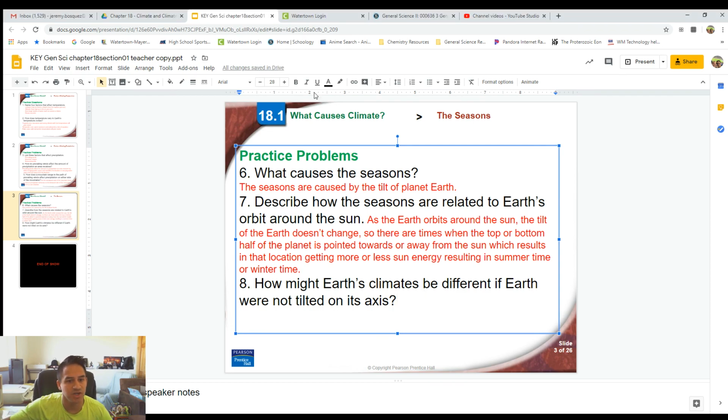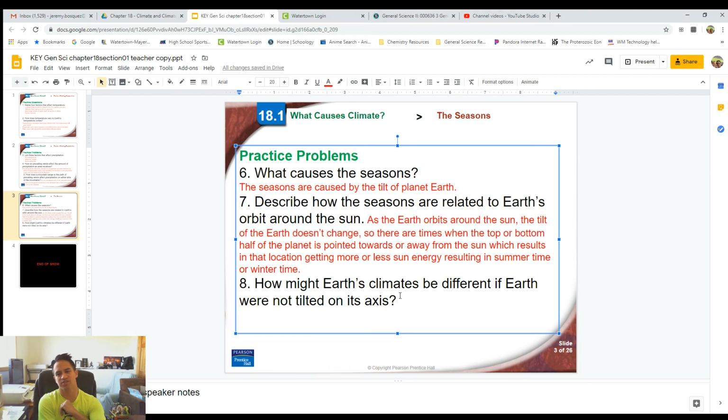All right, last question here. Number 8. It says, how might Earth's climates be different if Earth were not tilted on its axis? Okay, so this is an interesting question. So basically the saying is, if the Earth wasn't tilted, right? So it's tilted like this, but let's say the Earth was straight up and down. How would the climates on Earth be different if it stayed like this the whole time as it went around the sun?